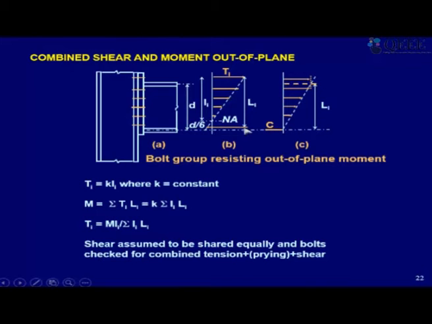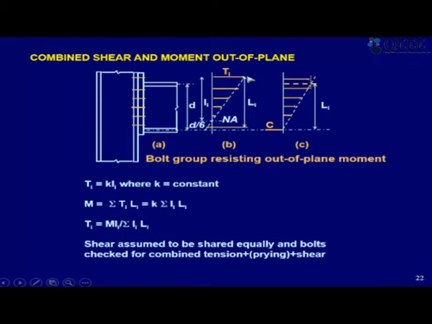So I have shown two cases, possible cases for capital Li, and so M is sigma of Ti Li, where Ti is K small Li. So the summation of Li will come, and then Ti is back calculated. So here again you get K from this equation, K is equal to M by sigma Li squared. So that I substitute here, and multiplied by small Li will give me the tension in the top bolt.